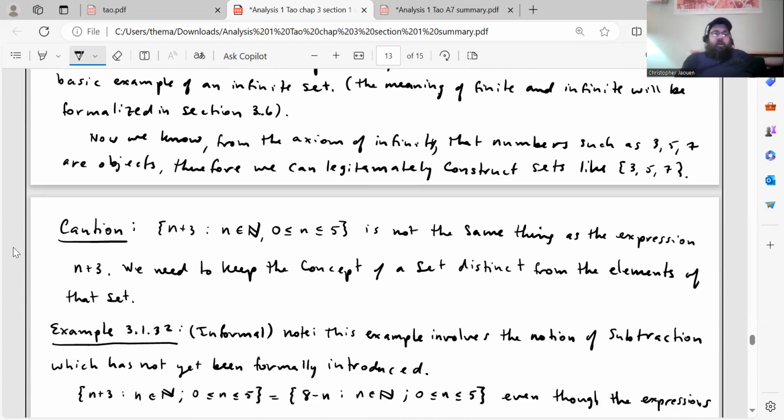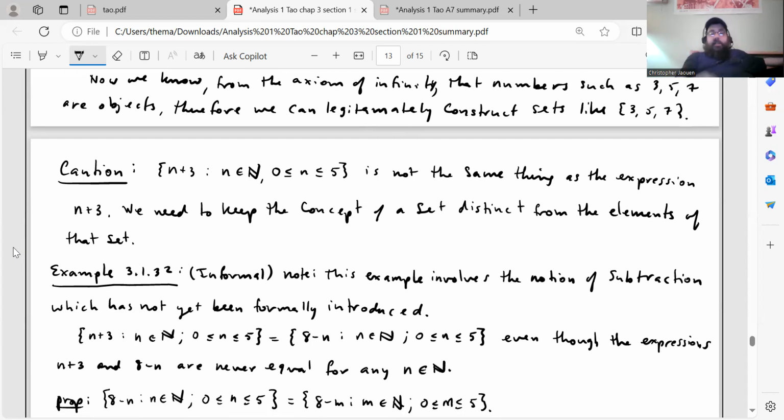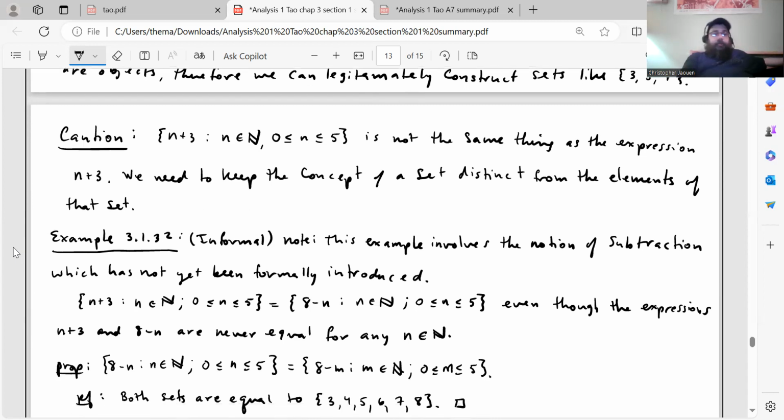And again, he gives a caution here. The set {n + 3 : n is a natural number and 0 ≤ n ≤ 5} is not the same thing as the expression n + 3. So you need to keep the concept of a set distinct from the elements of that set. Again, this is a common mistake that people make, so he's just stating this explicitly as a caution.